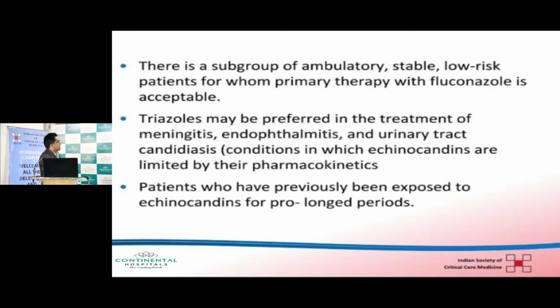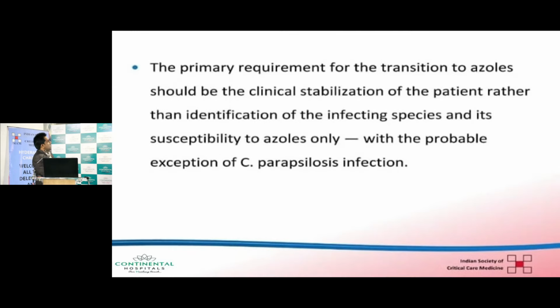Triazoles may be preferred in the treatment of candidiasis in conditions in which echinocandins are limited by their pharmacokinetics, like patients with meningitis, endophthalmitis, and urinary tract candidiasis, and in patients who have been previously exposed to echinocandins for prolonged periods. In such subgroups of patients we can use fluconazole. The primary requirement for the transition to azoles should be the clinical stabilization of the patient rather than identification of the infecting species and its susceptibility to azoles only, with the probable exception of Candida parapsilosis infection.